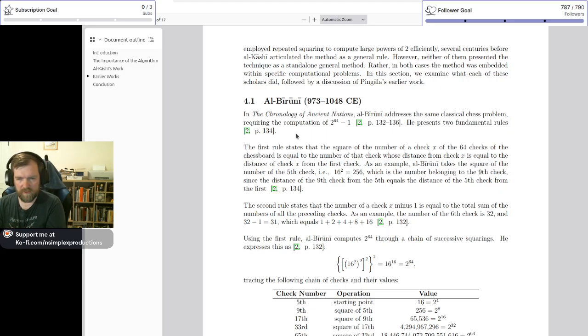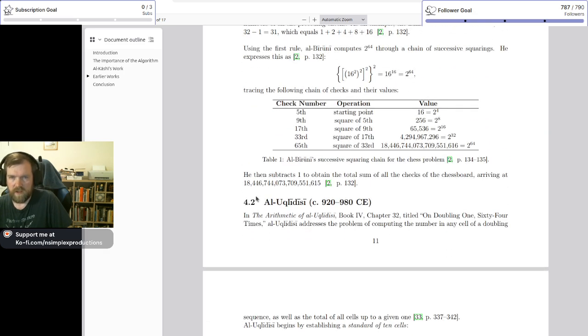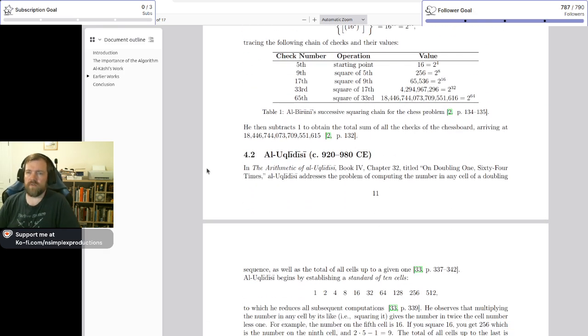Using the first rule, Al-Biruni computes 2 to the 64th through a chain of successive squarings, expressed as 16 squared, squared, squared, squared, which is 16 to the 16th, which is 2 to the 64th. Tracing the chain of checks and their values: the fifth check is the starting point, which is 2 to the 4th. The ninth check is the square of the fifth, which is 256. The 17th is the square of the ninth, which is 65,536.